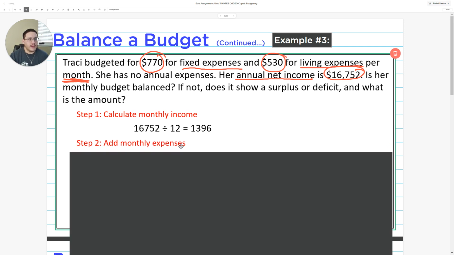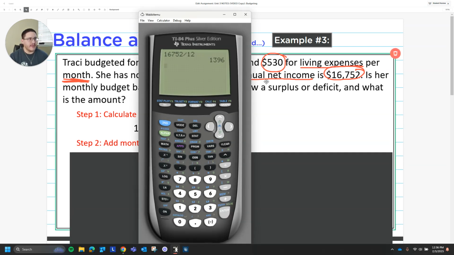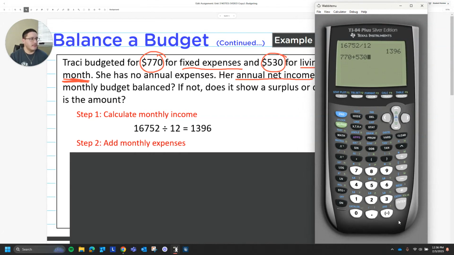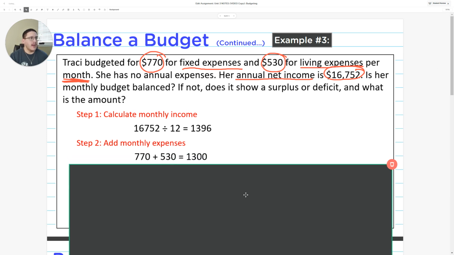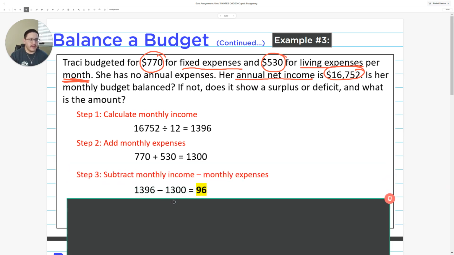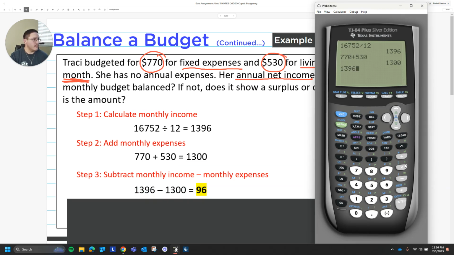Step 2. Add up all the monthly expenses. We got $770 plus $530. Add those two together, and we get $1,300. Now, to figure out whether we have a surplus or a deficit, we need to subtract the monthly expenses from the monthly income. So $1,396 minus $1,300 gives us a total of $96.